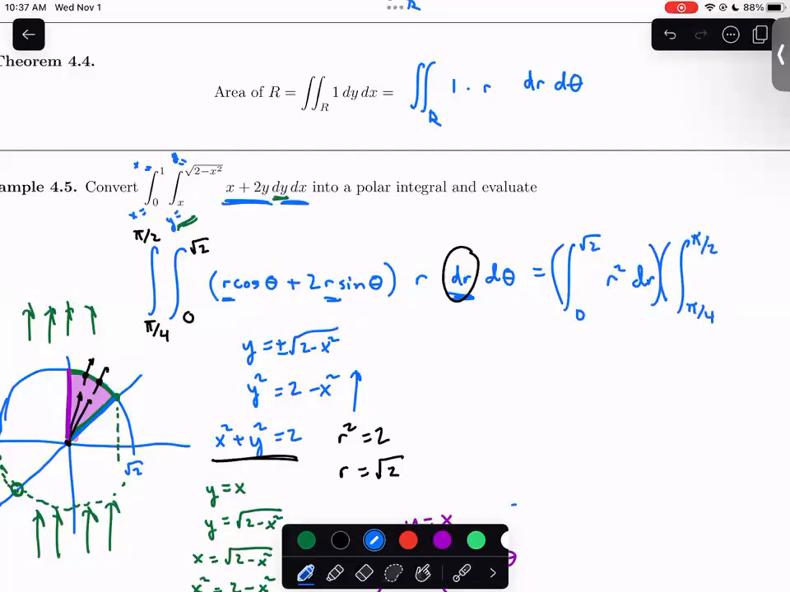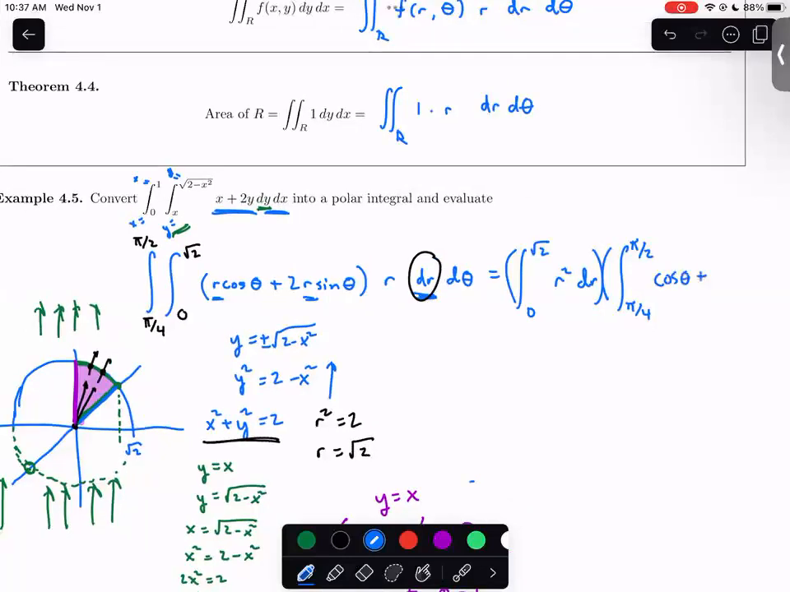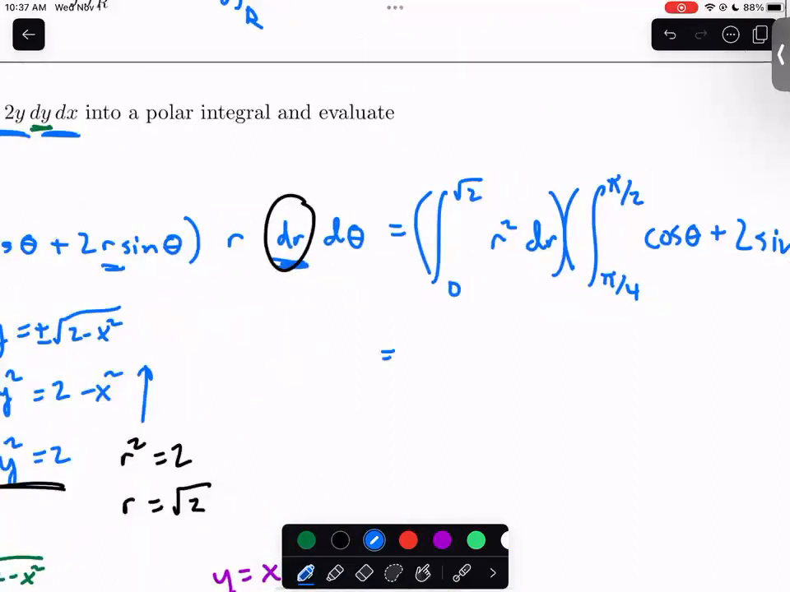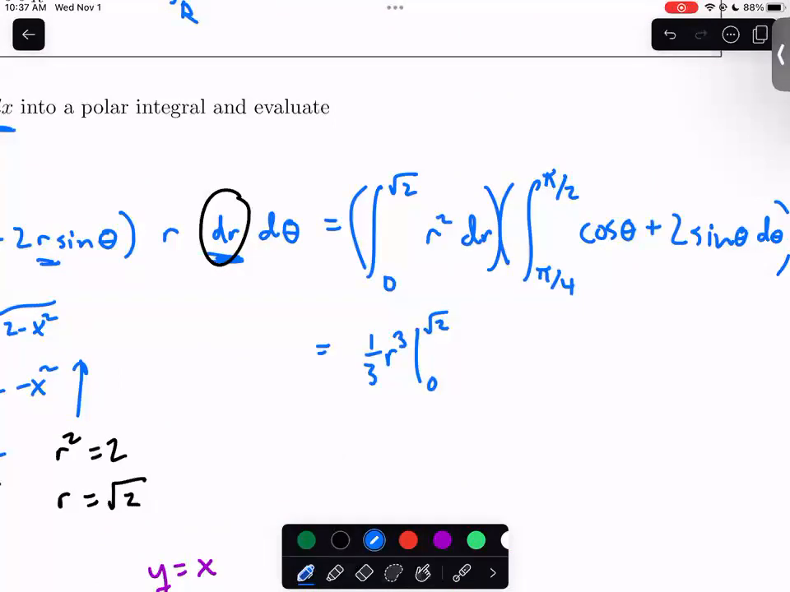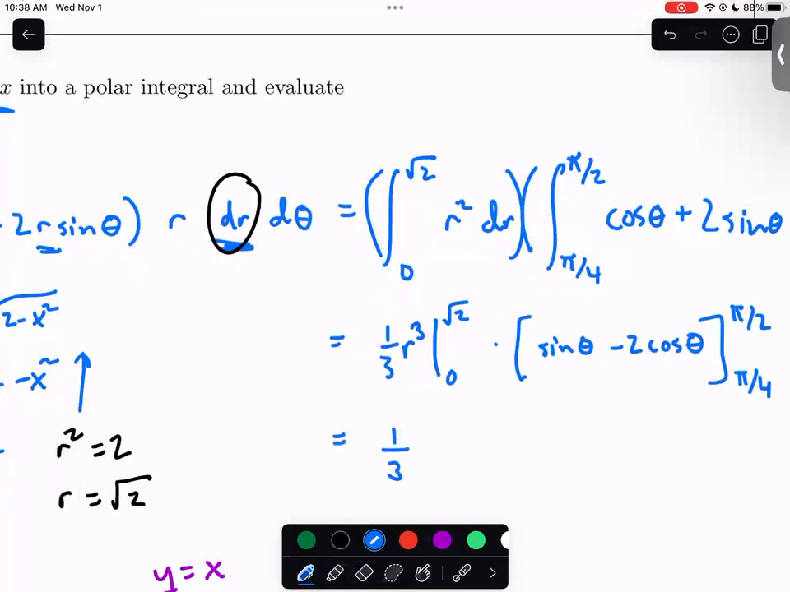Previously, we had done this with x's and y's. When I integrate my r, I get 1/3 r cubed. When I integrate my cosine, I'm going to get sine. When I integrate 2 sine, I'm going to get -2 cosine. And now it's just a matter of inputting in my values here. So this is going to be 1/3 and √2 times √2 times √2. You can write this as √8 if you'd like, or you can write it as √2 cubed, right? Either one of these is perfectly fine.